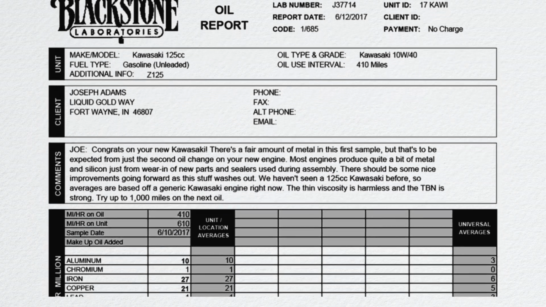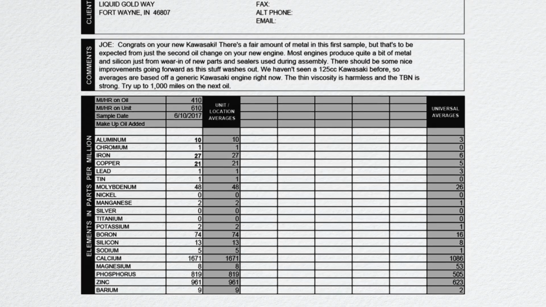Now let's jump down to the elements. We're going to keep talking about the comment here, but I want to do so in the context of the results. So you have the results in this sample in the far left column. This is the data we pulled from this particular oil sample. Now next to it we have unit location averages. You can see they're a replica of the values in the far left column, and that makes sense because unit location averages are going to be based on only the samples you've sent in from a particular make and model.